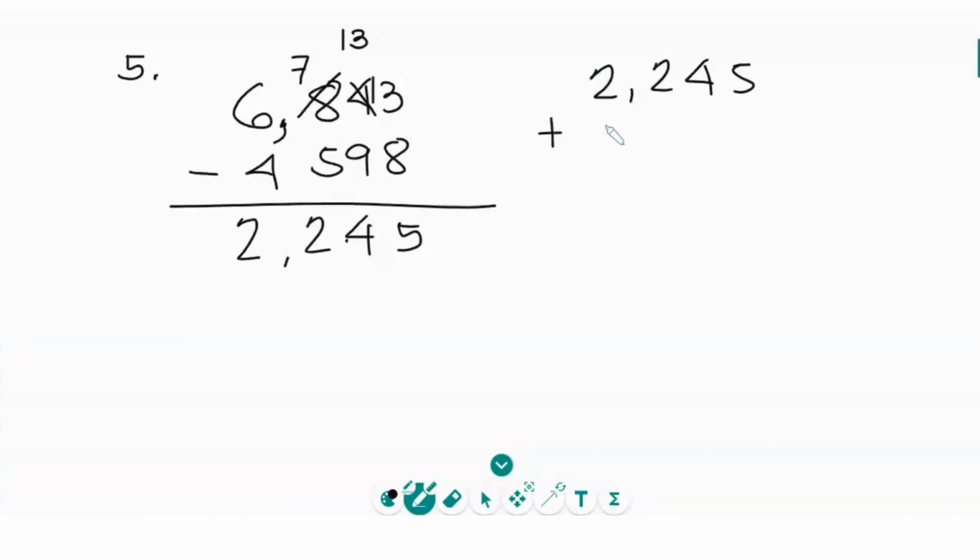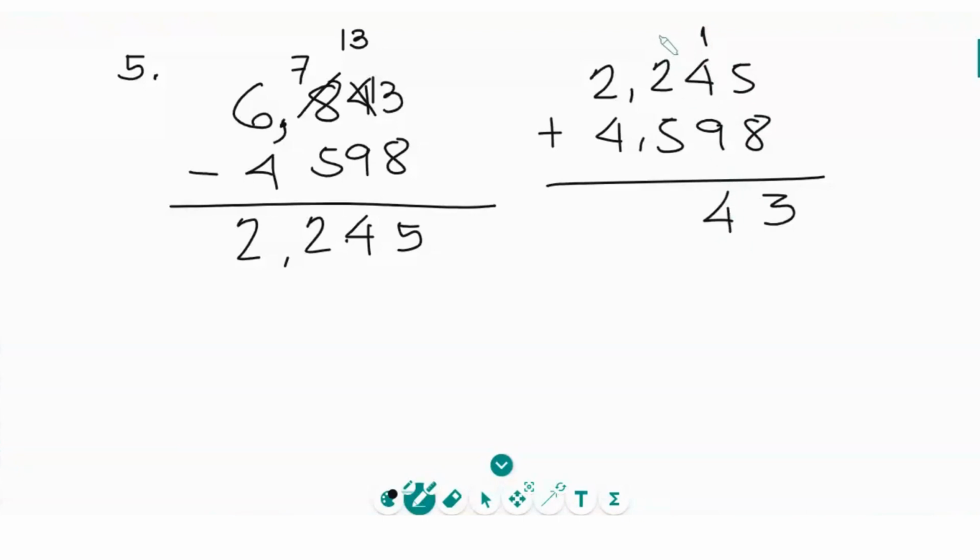2,245 plus 4,598. So 8 plus 5 is 13, carry 1, and 9 plus 1 is 10. 10 plus 4, that will become 14, carry over 1. Okay, 5 plus 2 is 7. 7 plus 1 is 8. And 4 plus 2 is 6. And now we were able to get 6,843. So that ends the practice for the 4-digit subtraction.